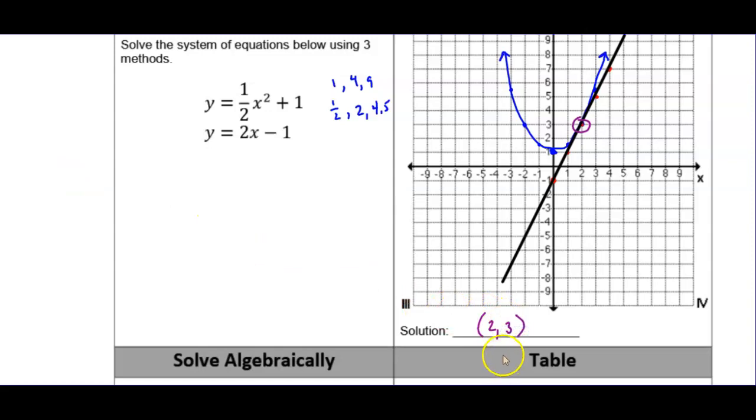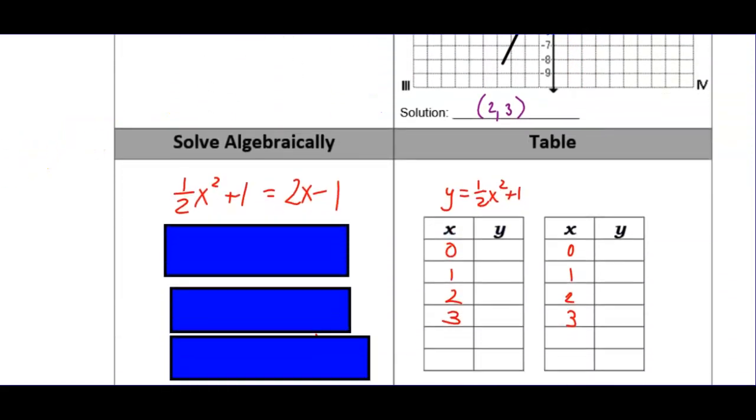And then we'll just confirm that with a couple of other methods. But if you're not careful with this graph being precise with your points, then that may not appear exactly at 2, 3 like it should. So just be careful when you're doing it by hand.